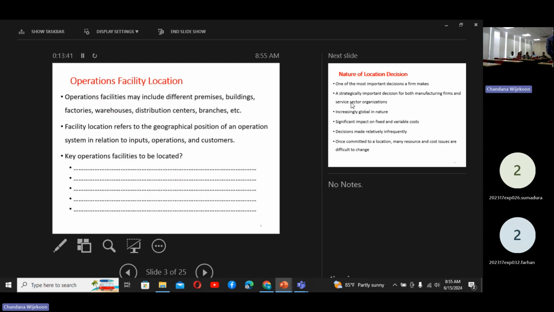Facilities means buildings here, right? I am repeating it. Don't use it otherwise, right? What we mean by operations facilities is buildings and premises here, right? So what are the buildings? What are the different premises required for manufacturing businesses? You know the answer. I mean, what are the different types of buildings for the various different functions they require, right?